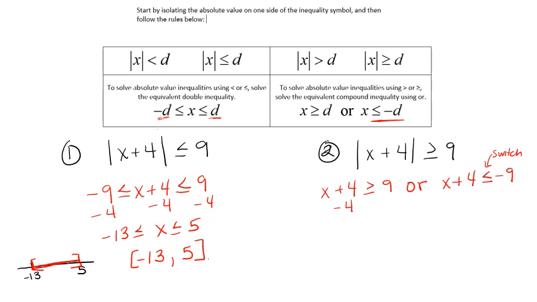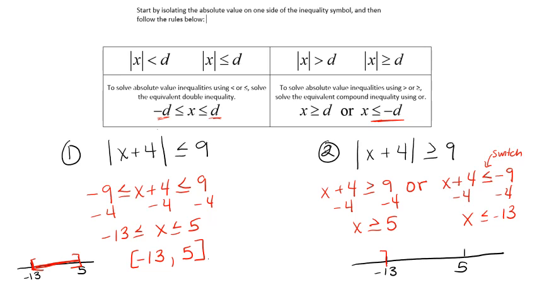Notice that it switches. So I'm going to subtract 4. X is greater than or equal to 5. Subtract 4. X is less than or equal to negative 13. I have to look at a graph of an or to write it. So, negative 13, 5, brackets, because it's or equal to. So let's write that. Negative infinity, negative 13, bracket, that union, so that means or, 5, comma, infinity.